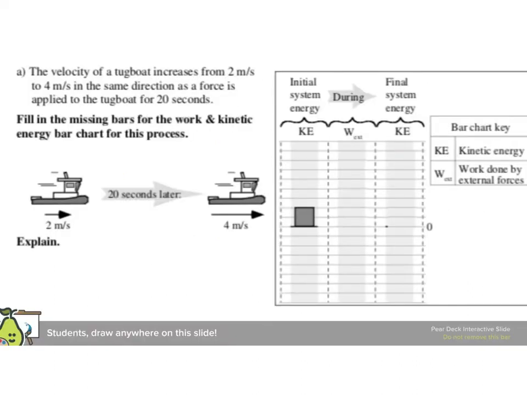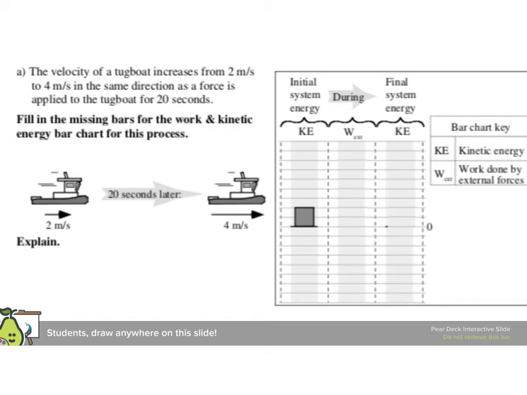All right, this is something called an energy bar chart, which will be relatively straightforward. We represent the energy as bars on this chart. We're not that creative when we come up with names in physics. So the velocity of a tugboat increases from 2 meters per second to 4 meters per second in the same direction that the force is applied for 20 seconds. Fill in the missing bars for the work and kinetic energy bar chart in this process.